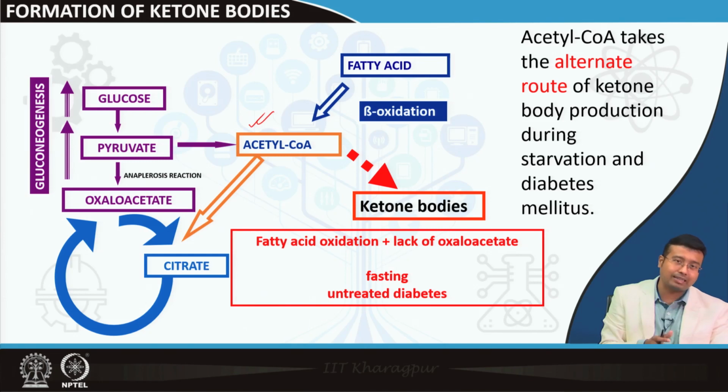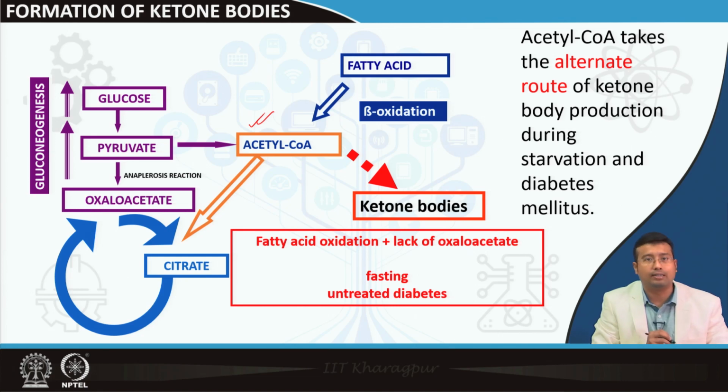So, in this case, when oxaloacetate is already diverted towards gluconeogenesis, the TCA cycle gets jeopardized and the acetyl coenzyme A from fatty acid oxidation cannot be used. This now forces the acetyl coenzyme A to get diverted into an alternate pathway. This alternate pathway is nothing but ketone body production.